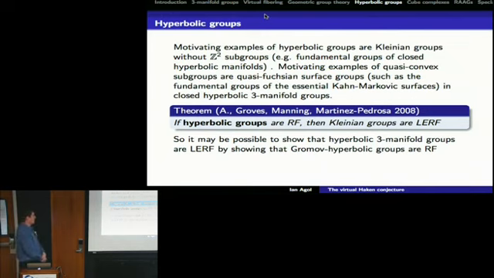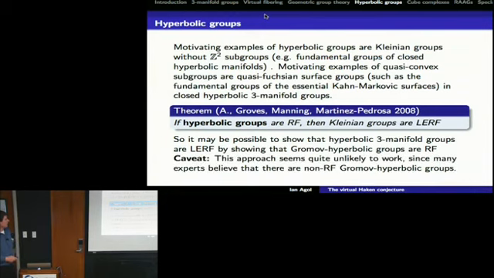So it might be possible to show that hyperbolic three-manifold groups are subgroup separable by showing that Gromov hyperbolic groups are residually finite. However, it seems quite unlikely for this approach to work because it's generally believed that there are non-residually finite Gromov hyperbolic groups. This is a big open problem. If you could find a non-residually finite Gromov hyperbolic group, you'd be on your way to tenure somewhere.